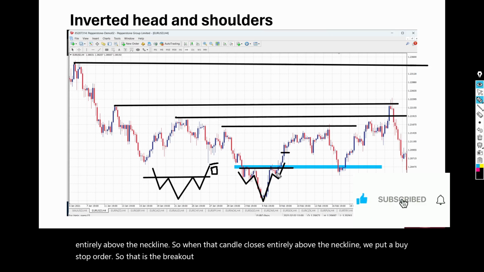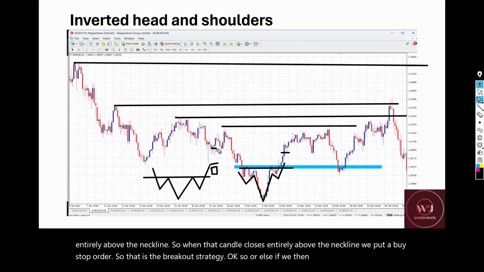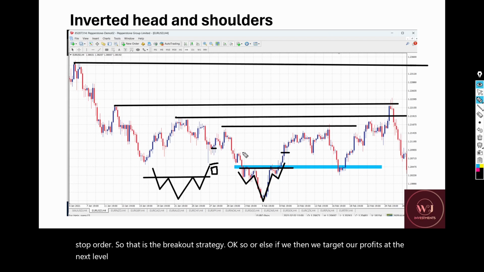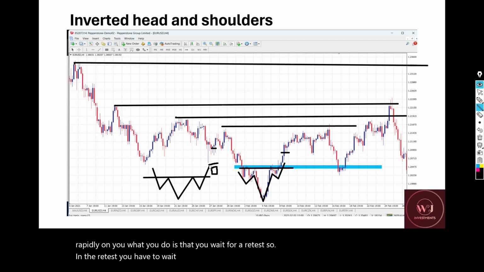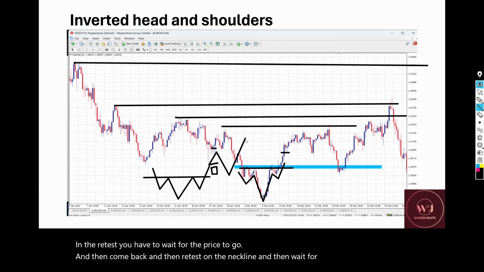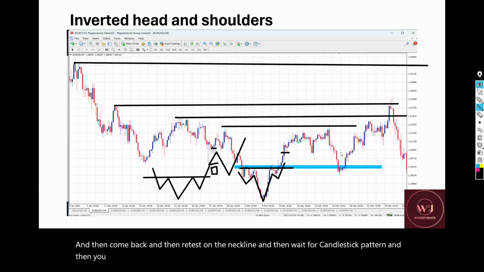We target our profits at the next level of resistance. Else, if you don't do this and you're fearing that the price might come back rapidly on you, what you do is wait for a retest. In the retest, you wait for the price to go and then come back and retest on the neckline, and then you wait for a candlestick pattern, and then you put a buy trade.